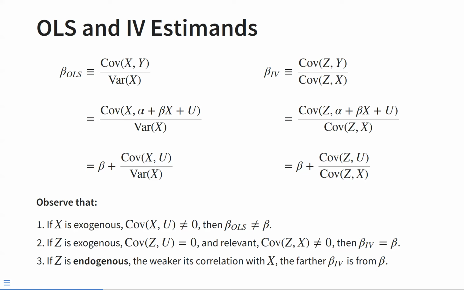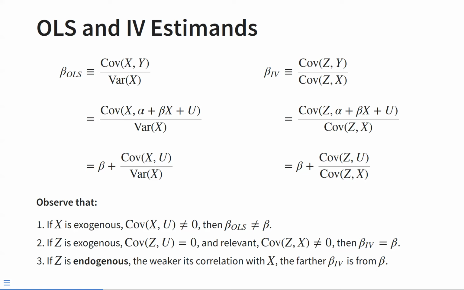Now, this whole idea of dividing by the covariance between z and x is a complete non-starter if z and x are uncorrelated, because we can't divide by 0. So we definitely need the covariance between z and x to be not 0. So if that's the case, then we can form the IV estimand. We can take that ratio. And if we are able to form that ratio, then we see that beta IV will be equal to the true causal effect beta precisely when the covariance between z and u is 0. In other words, when the instrument is exogenous.